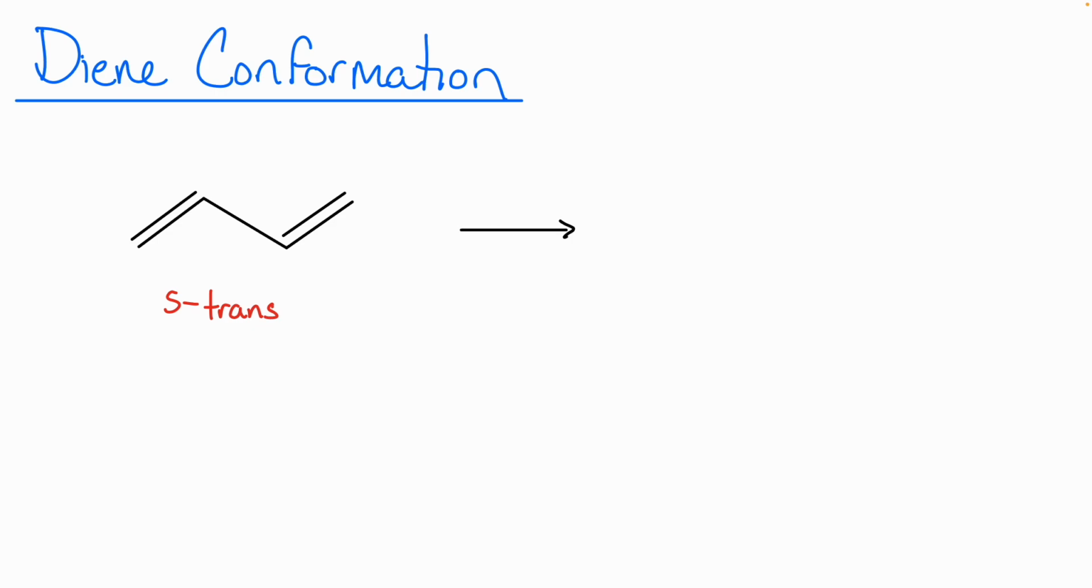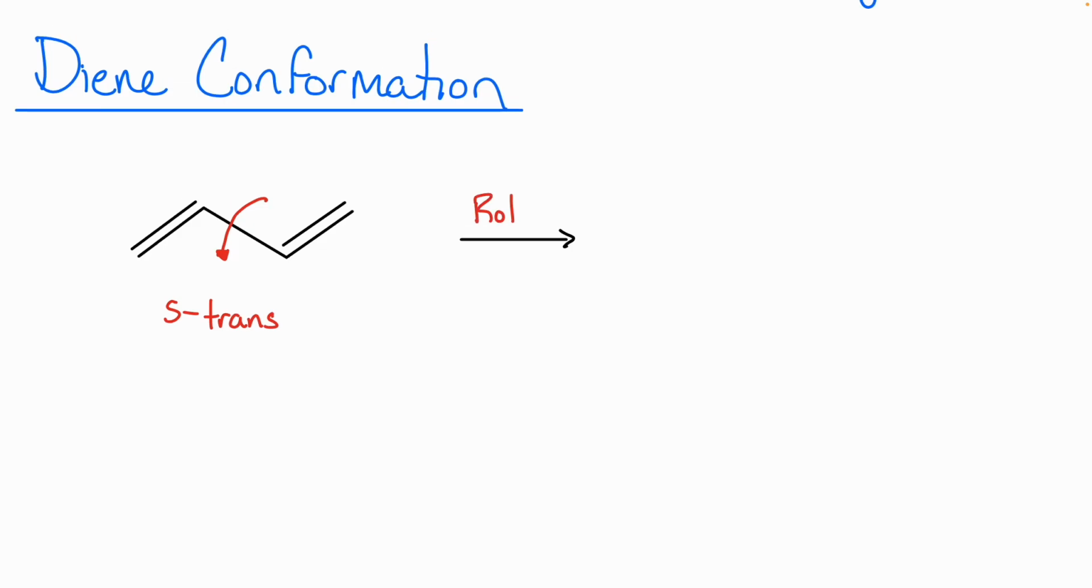We're not allowed to rotate about our double bonds, right? That was the whole logic behind why they have stereochemistry in the first place: the double bonds can't rotate. But we can rotate about our single bonds here. Okay? And so that's what we're going to do. We're going to rotate about that single bond so that now those two double bonds are located on the same side as one another. What we call the S-cis conformation.